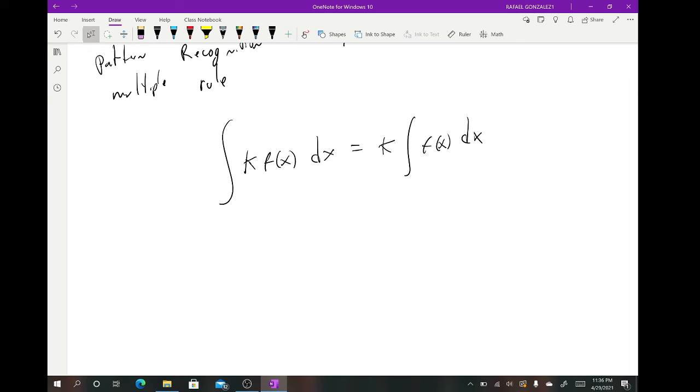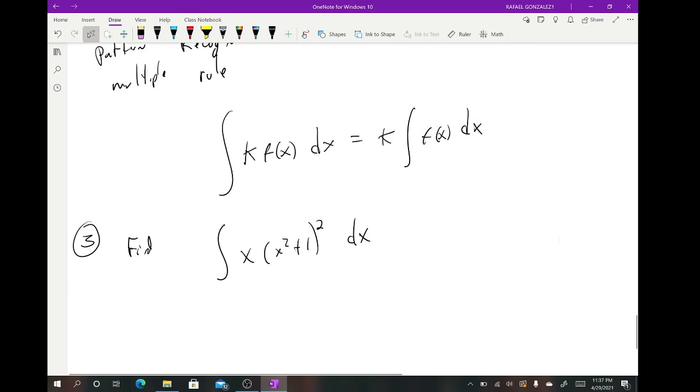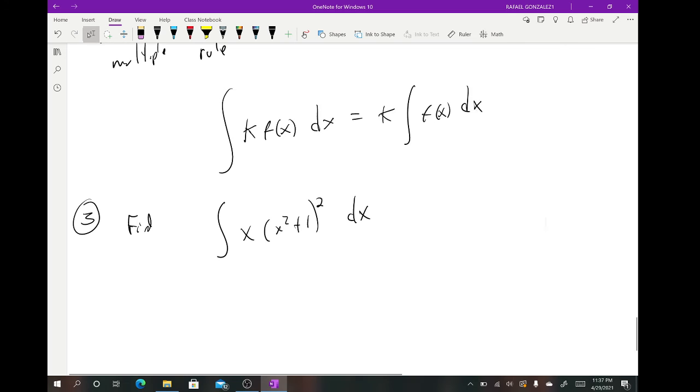So let's actually do a problem. I believe this is example 3. Let's say somebody comes up to you and tells you to find the following antiderivative. So find the antiderivative of x times x squared plus 1 squared dx. Now this is very similar to the first example that we did, but instead of having a 2x, now we have a single x. So it's going to be a little bit different.